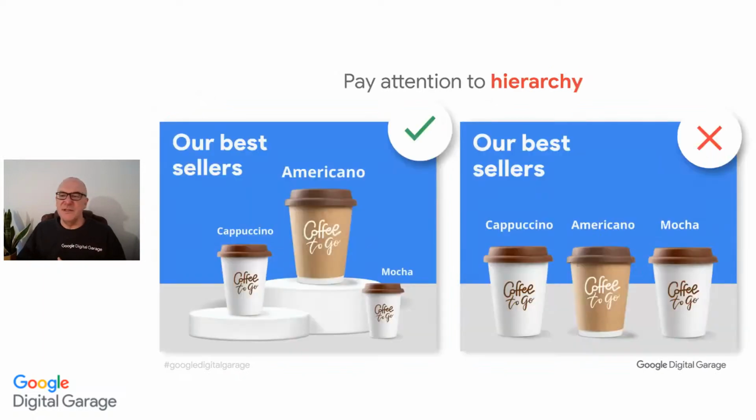Okay, so we need to pay attention to hierarchy as well. Then you would be able to tell, perhaps on the first image, which is the most popular coffee. On the second image, you can't really do that. They're all on the same level, so we don't know if the cappuccino, the Americano, or the mocha is the most popular coffee. But when you put them on pedestals, almost like when people are getting their medals at the Olympics, then you can see which one has won the race.